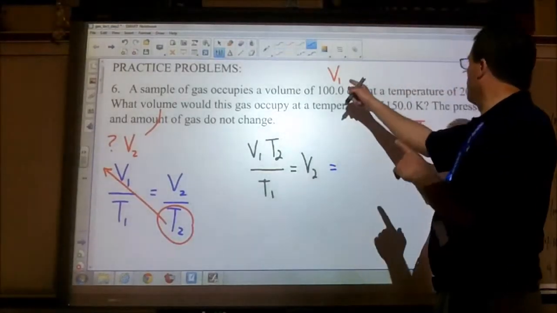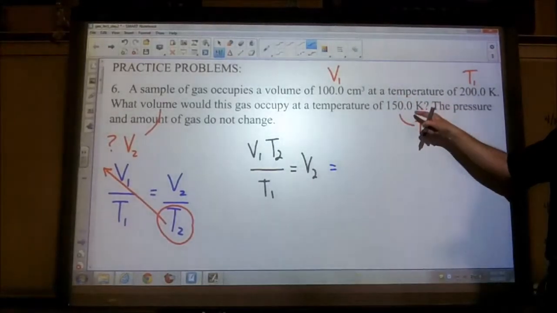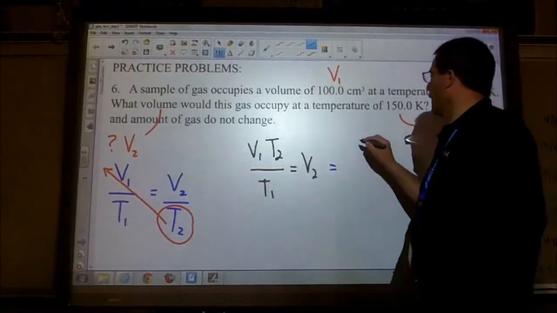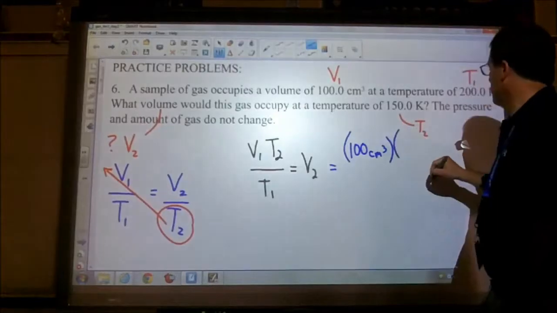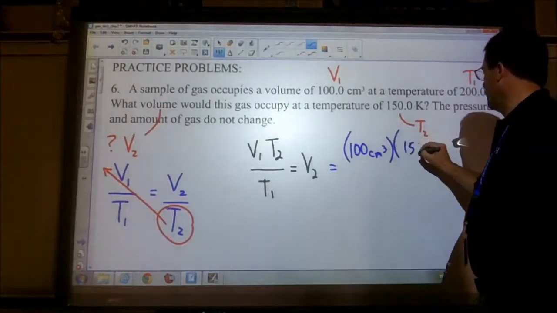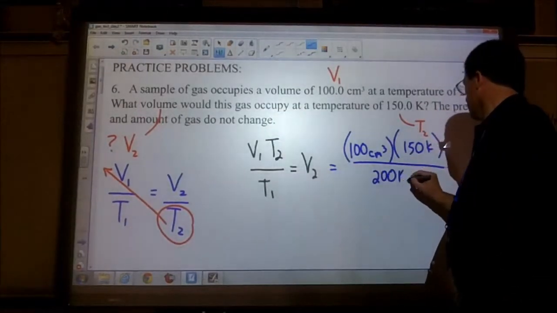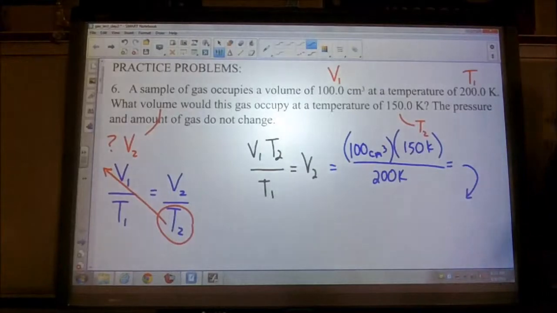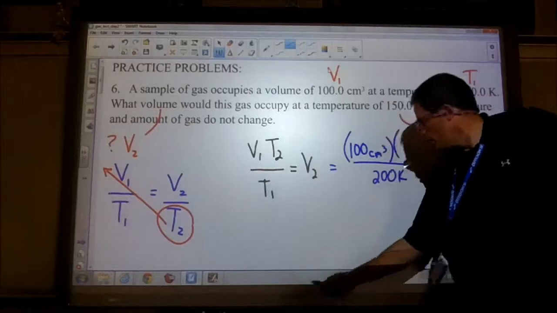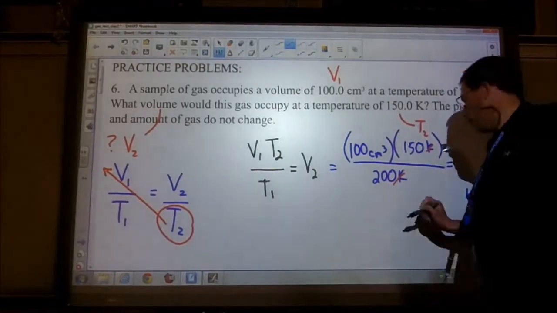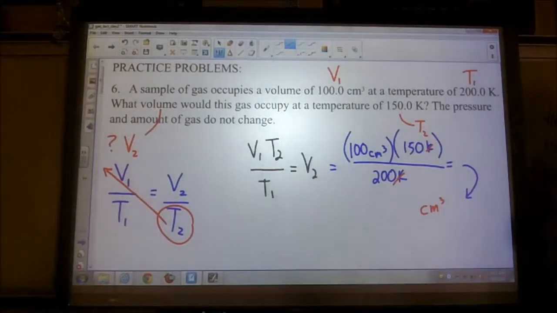So my V1, and that's one reason why I put the variables over the values, so I don't do something dumb and say that that's T1 and that's T2. So then I can just go, okay, my volume is 100 centimeters cubed. My finishing temperature is 150 Kelvin. And my starting temperature was 200. And what is my unit for this? Centimeters cubed, because again, my Kelvin cancel out. So I have centimeters cubed, and whatever that equals. What is that, like 75? Okay.